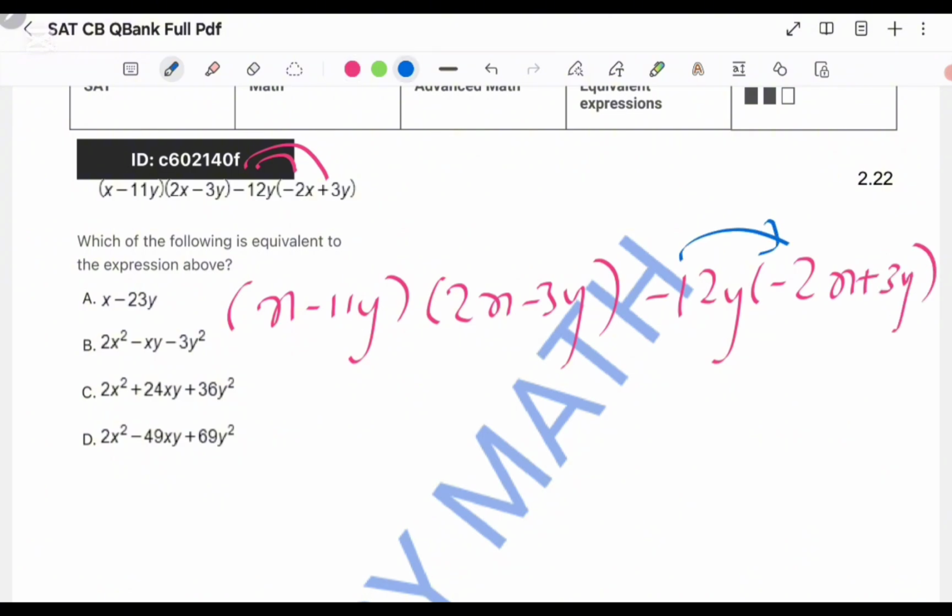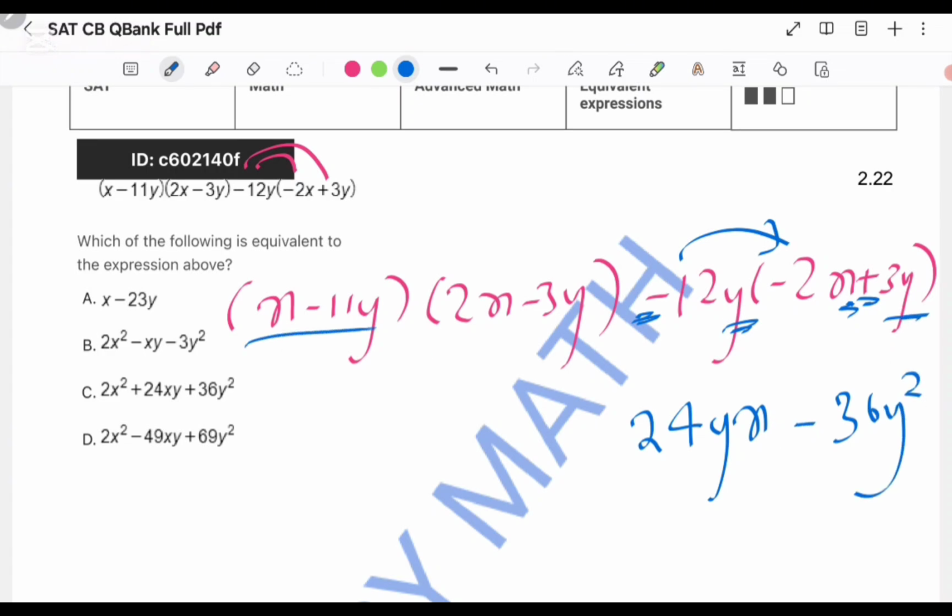So if we're going to have negative 12 multiplied by negative 2, we're going to have a positive 24yx, or xy. And then we're going to have here negative times positive, which is going to be negative. And then we have 12 times 3. So we're going to have negative 36y, another y squared. And then we don't want to forget about these. Let's go ahead and do some expanding in here as well.